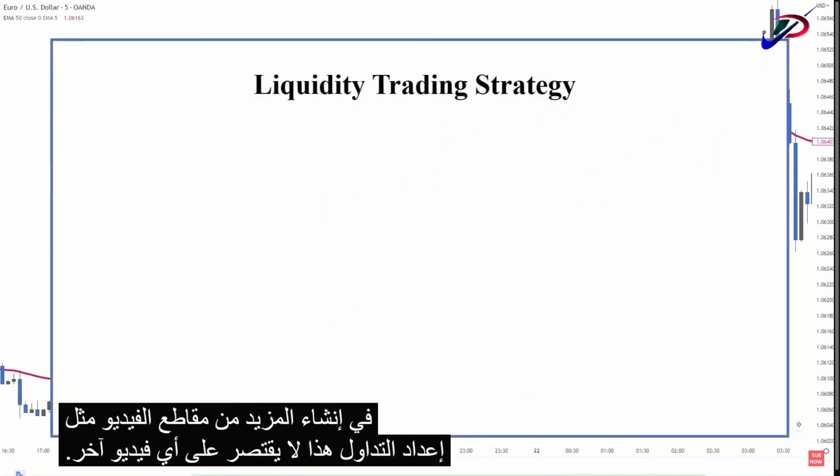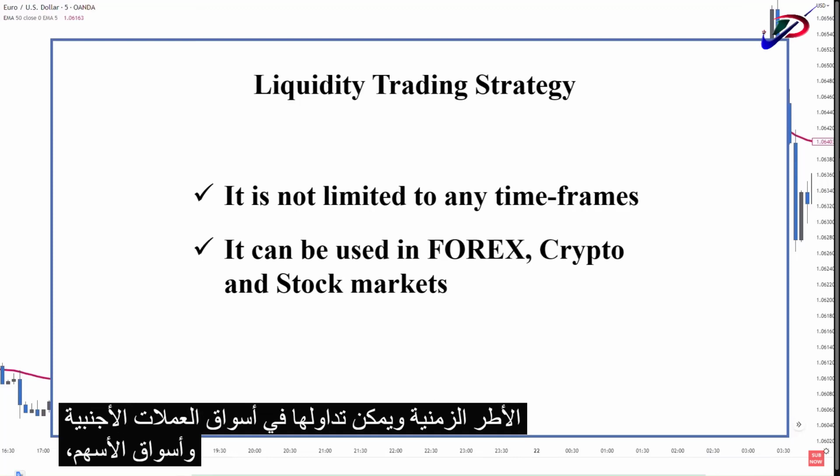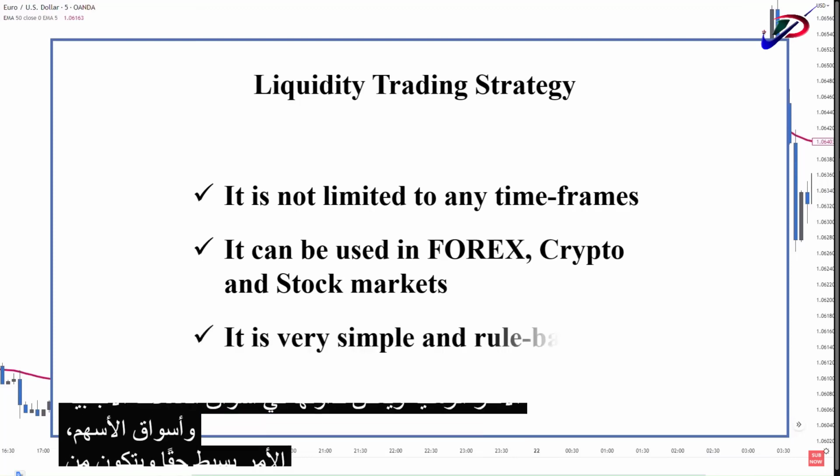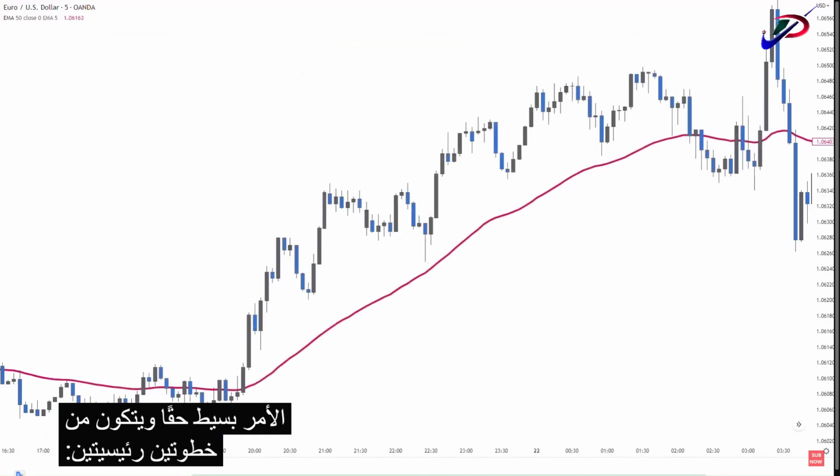Now that you understand the concept of liquidity, let's jump into our key liquidity trading strategy. This trading setup is not limited to any timeframes and could be traded in Forex, crypto, and stock markets. It is really simple, and it consists of two major steps.